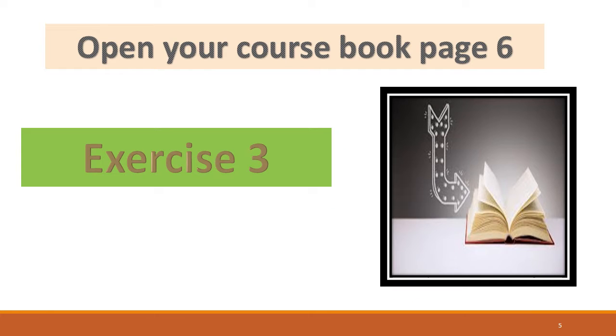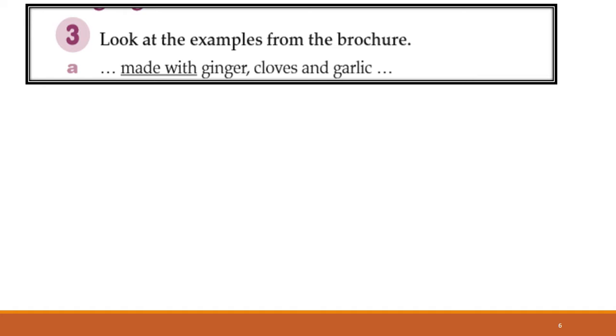Go on. It's time to open the course book, page 6, exercise number 3. I need you please to look at this example from the brochure that we read last class about Kerala cuisine, different type of dishes in Kerala, if you remember the brochure. If you read this sentence, you will find it in the brochure. Made with ginger, cloves, and garlic.